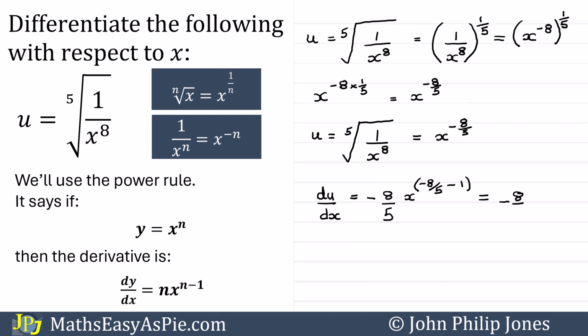Carrying on, we can say that this is going to be equal to minus 8 over 5, multiplying the x, where we have minus 13 divided by 5, because the minus 8 over 5 minus 1 will give you minus 13 over 5. So when we differentiate this, this is the result we will get. Now it is possible for me to express this result differently. In other words, I can start putting roots, radicals, back in, and I'll show you that in the next video.